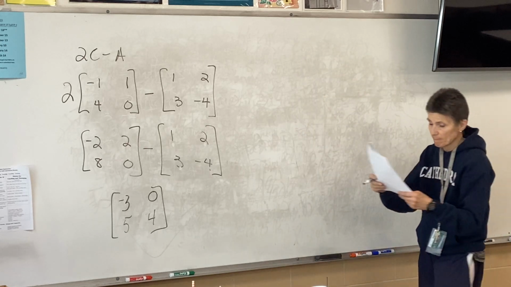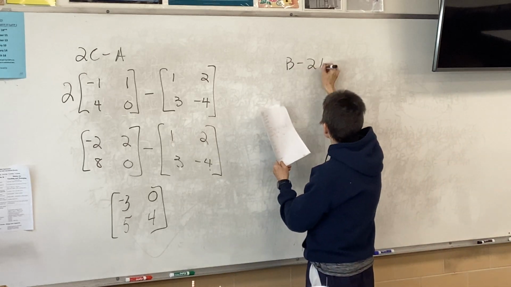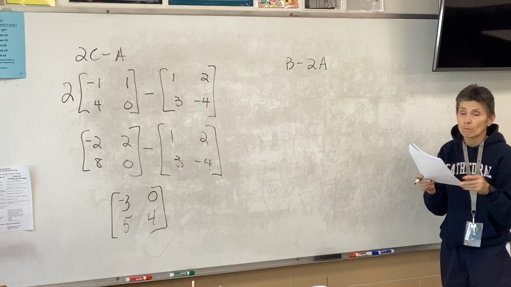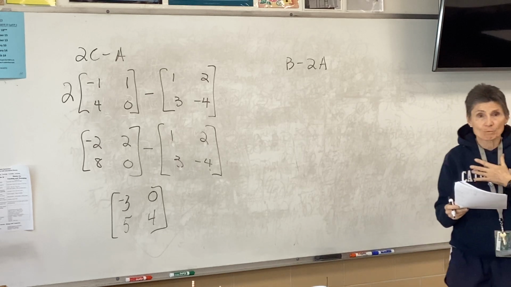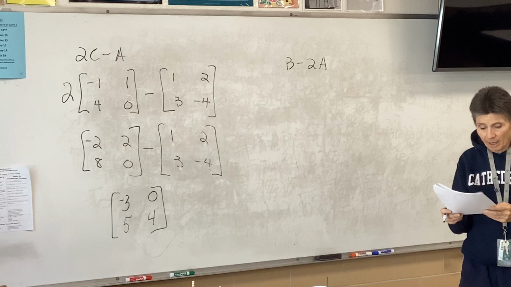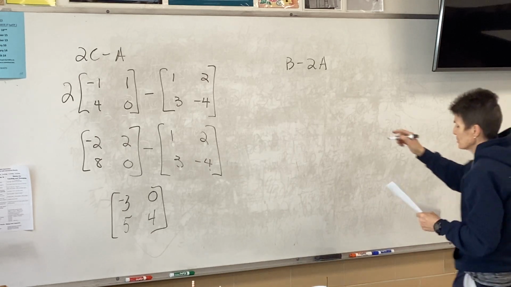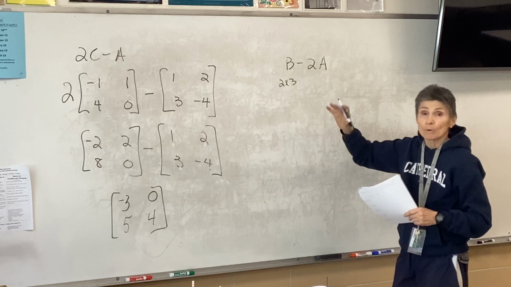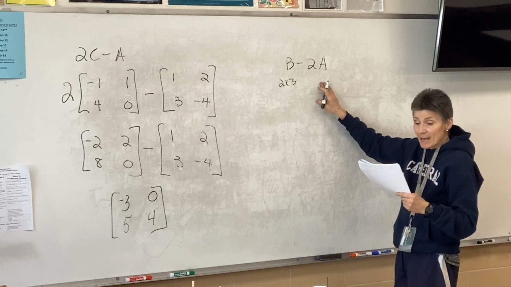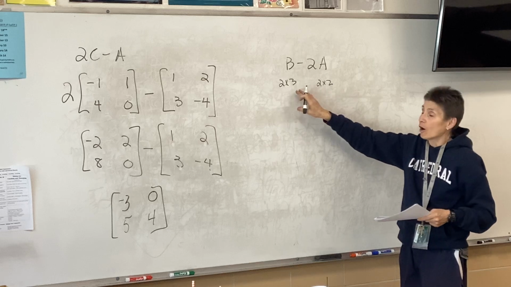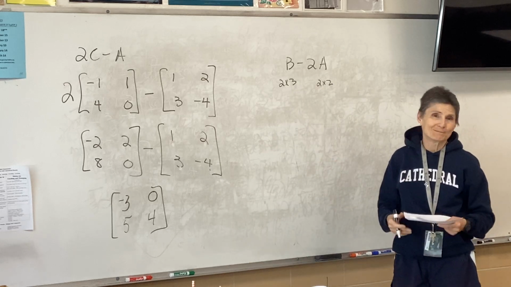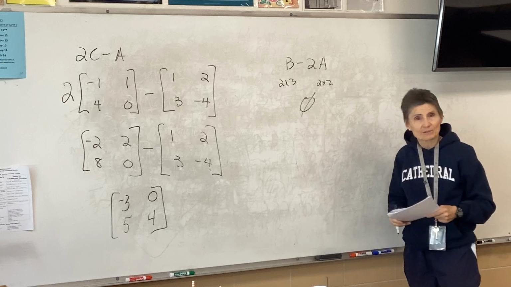Last one on this page, B minus 2A. Now wait, I'm going to save myself some writing here. B minus 2A isn't going to work. Why isn't it going to work? Because B is a 2 by 3, 2 rows and 3 columns, but A is a 2 by 2. Are they subtractable? No. So, can't do it.